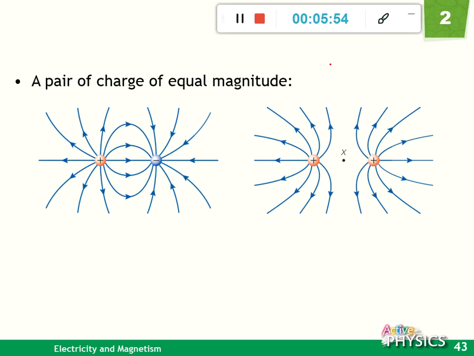In the previous one, it should be the point charge. Only one charge in the universe. But here, in the universe, we have two charges. Maybe unlike charges or maybe like charges. Focus on the first one, positive and negative. The pattern will be like that. How to know that the pattern will be like that?